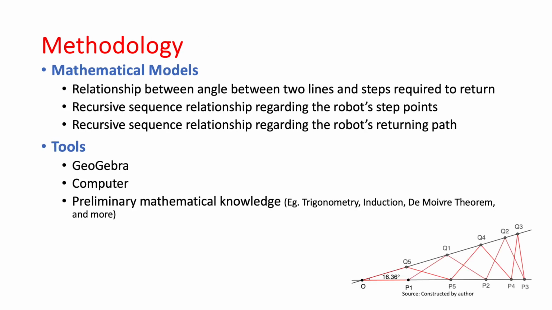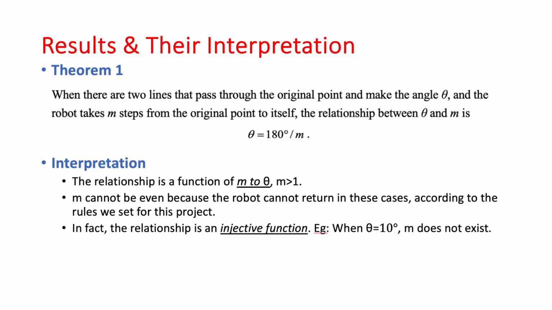We established multiple recursive relationships for the robot's step points and returning path. We took our results and multiple lemmas and compiled them into 6 theorems. We found the functional relationship between the angle and the number of steps. In fact, this function is injective. We called this Theorem 1.